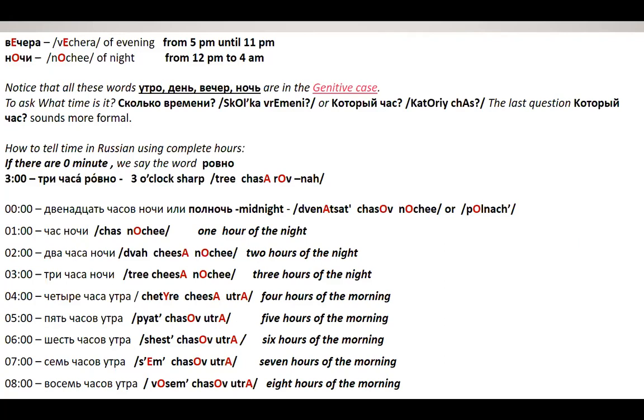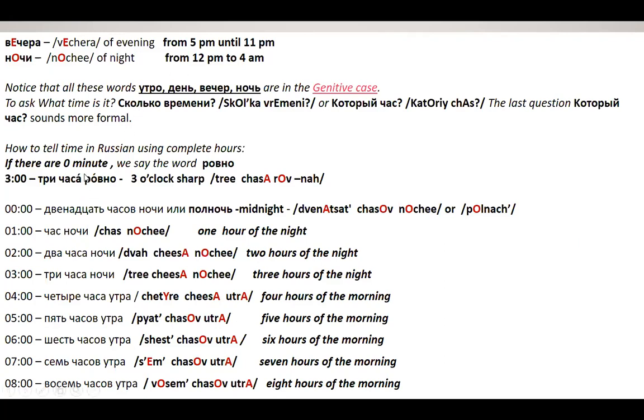So 00, 12 hours at night, midnight in Russian, is 12 часов ночи, or полночь. You can say it in two ways, either 12 o'clock at night or midnight, which is полночь. 12 часов ночи, literally 12 hours of the night, or полночь, literally midnight, half a night.